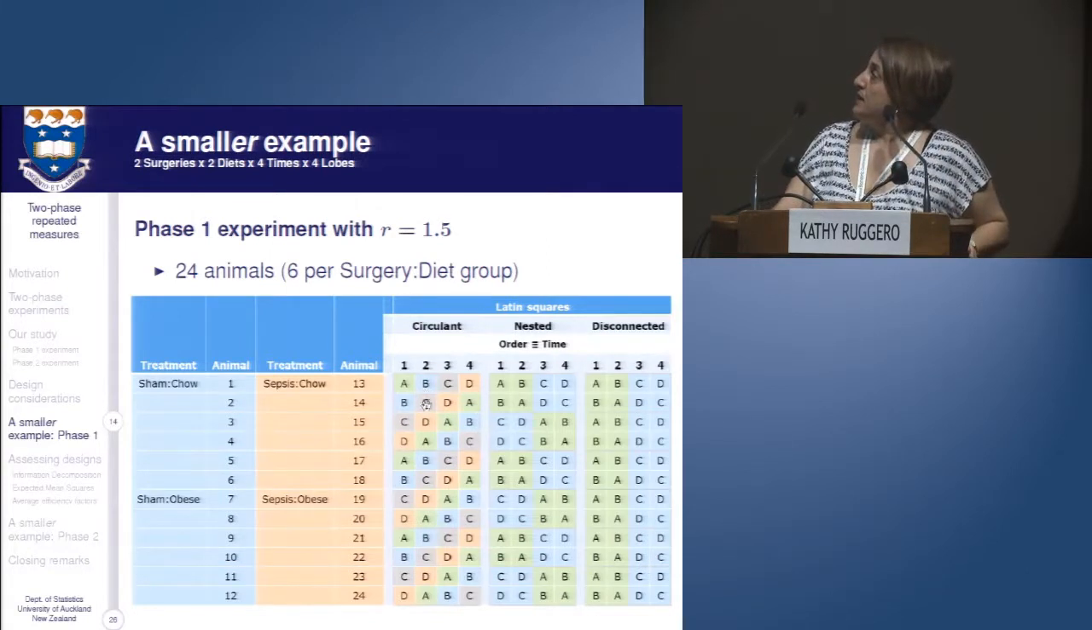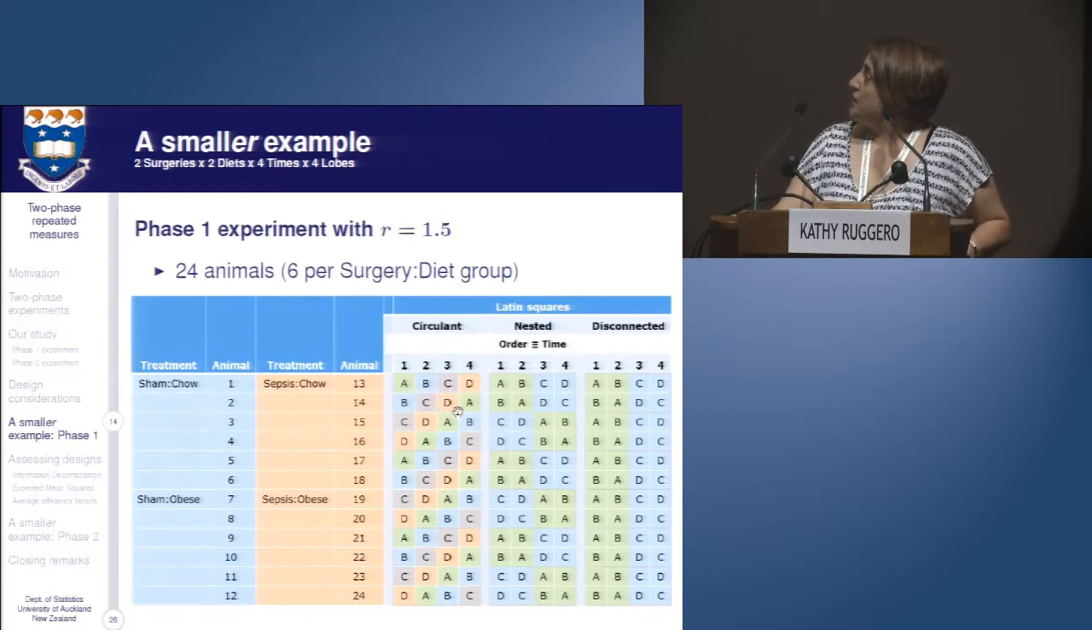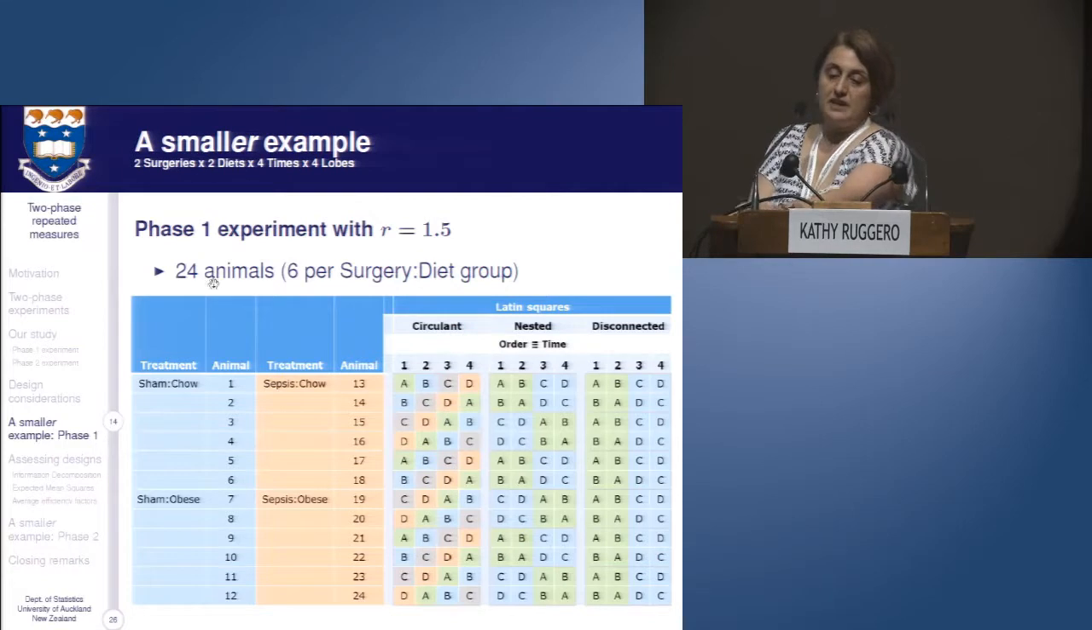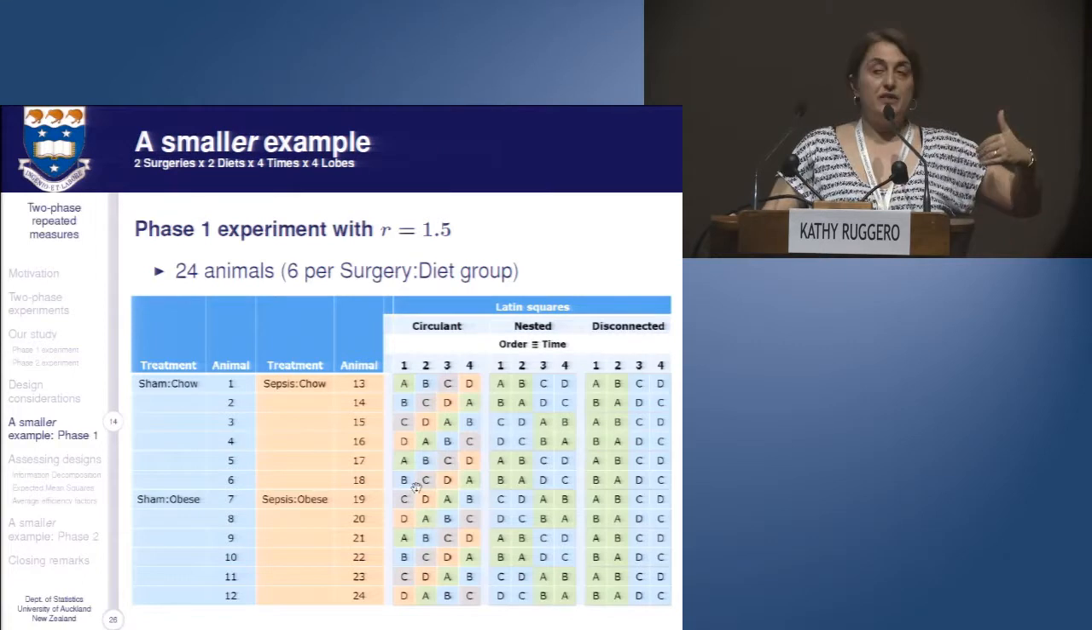So here, what we've done, the 4 factorial treatment combinations, are these: sham chow, sepsis chow, sham obese, sepsis obese. There are 6 animals labelled 1 to 24. And what this is saying here is that for animals 1 to 4 and 13 to 16, basically we're going to assign those lobe types in a Latin square, a circular Latin square. So we can see A, B, C, D. Now we shift to the left one and A wraps around. And that pattern continues all the way through.